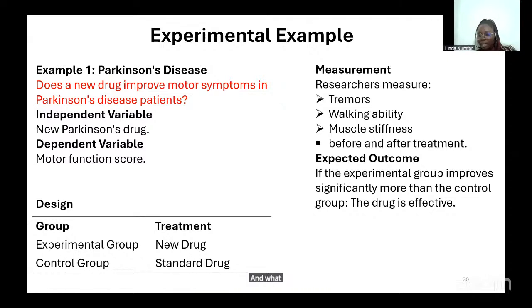And what will be the expected outcome? If the experimental group improves significantly more than the control group, then we can say we have a new drug that is effective to treat Parkinson's disease.